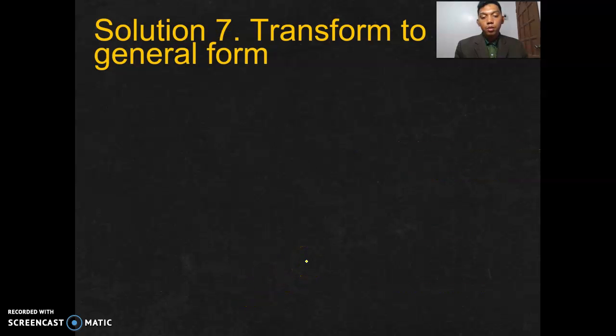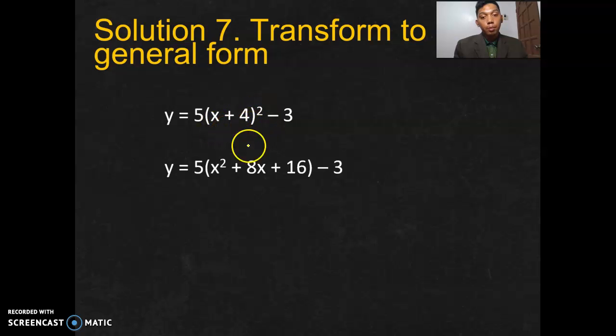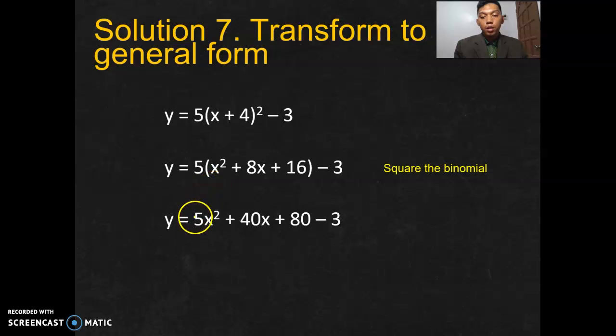Second to the last example, y equal to 5 quantity x plus 4 squared minus 3. So again, expand the square of binomial. So x squared plus 8x plus 16. Since a is greater than 1, you have to multiply it to all the terms inside the parentheses. So that becomes 5x squared plus 5 times 8, that's 40x, and then 5 times 16, that's positive 80, and then minus 3. After multiplying by 5, you combine the like terms.